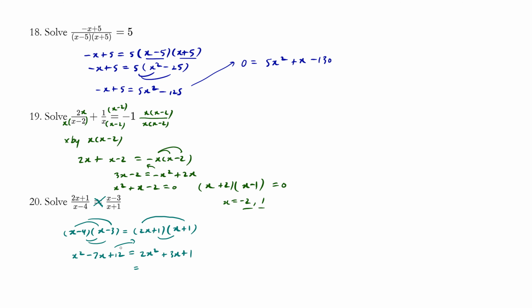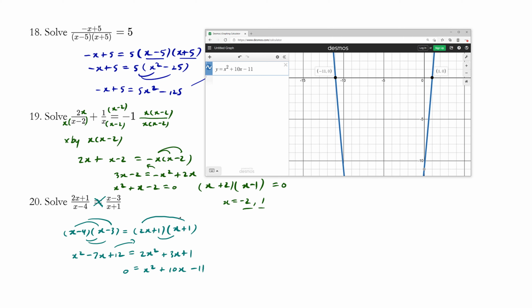Let's throw everything to the right. 2x squared minus x squared is x squared. 3x plus 7x is plus 10x. 1 minus 12 is negative 11 equals 0. And when we look at Desmos, we see this parabola here. Indeed, we can factor it, and you can see that the roots are negative 11 and 1.